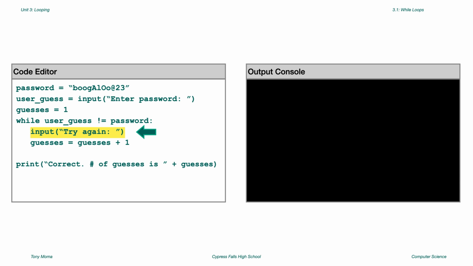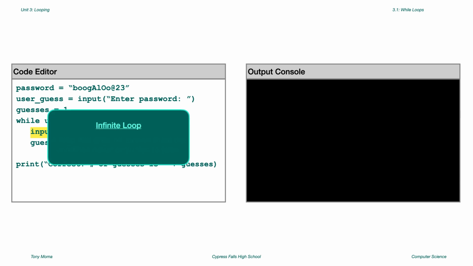So the user could type the correct password 1,000,000 times and it won't matter because the condition will continue to be true. The user_guess variable will continue to be the same exact value, and thus the condition of the while loop will never change, resulting in an infinite loop. An infinite loop is a loop that goes on forever since the condition never evaluates to false.